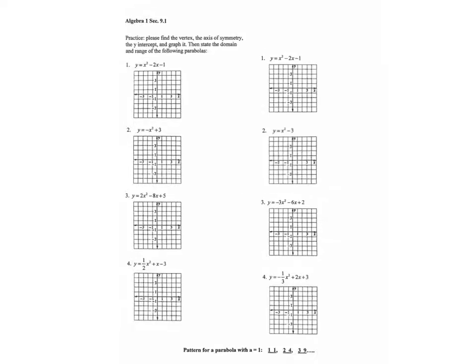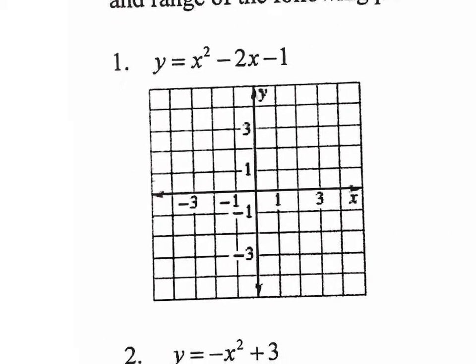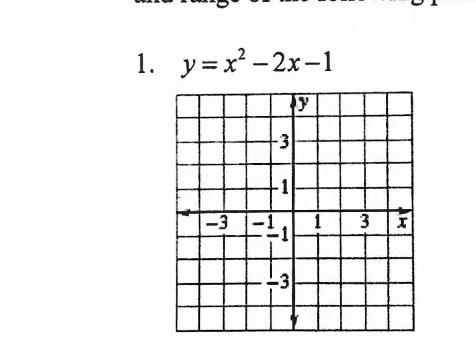Now, I want to just show you how quick it could be. On the back side, we have our homework. This is what we're doing for homework. I'm going to go to number 1 because the A value is 1. I want to show you how amazing this shortcut is. Step 1, find the vertex. And we know the vertex is a coordinate, an x and a y value.